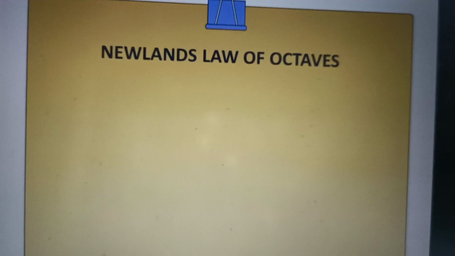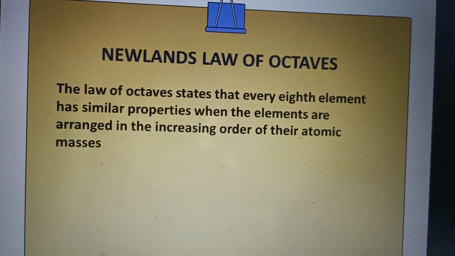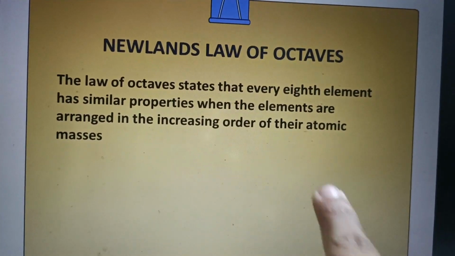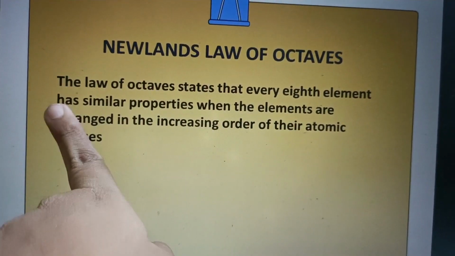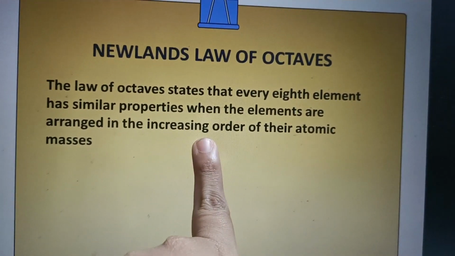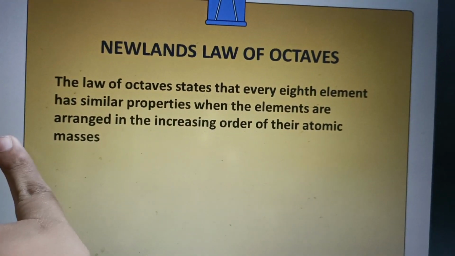The next one: like each and every product has its new version, like you have iPhone 13, then comes 14, isn't it? So here, after Dobereiner's triad failed, there came a scientist named Newlands. So let's see his law. The law of octaves states that every 8th element has similar properties when the elements are arranged in increasing order of atomic masses.